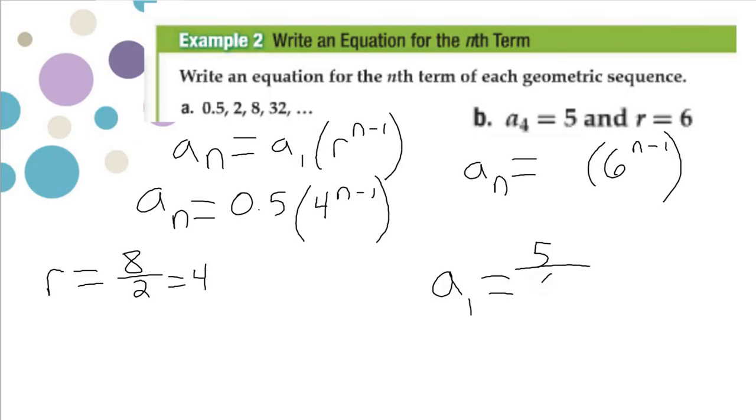So you could either divide by 6 one time, and then do it another time, and then another time, or dividing by 6 3 times is also the same thing as dividing by 6 to the third. So what is 6 to the third? Anyone know? It is 216. So then that is my first term. And that would be our equation.